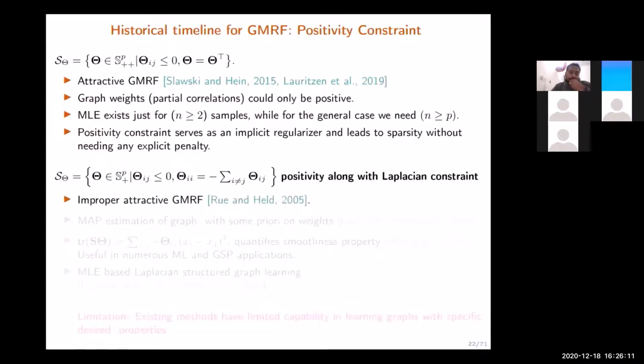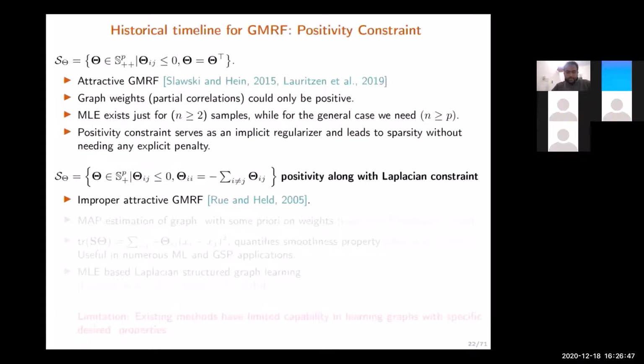Later, people also realized that in many cases, like in most machine learning applications, we have another constraint: theta is a positive semi-definite matrix. Along with it, all the off-diagonal entries of theta are negative, and there is an additional property that the diagonal value of the matrix theta is the negative sum of all the off-diagonal entries. This is called a Laplacian constraint, positivity along with the Laplacian constraint.